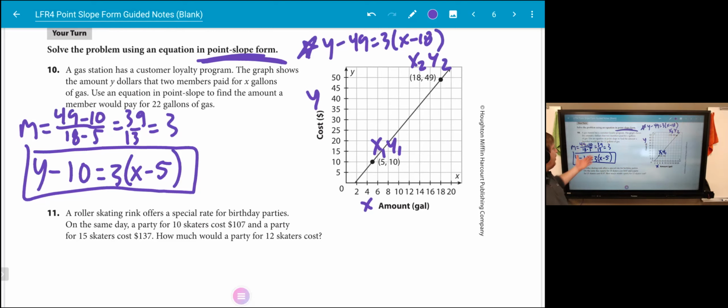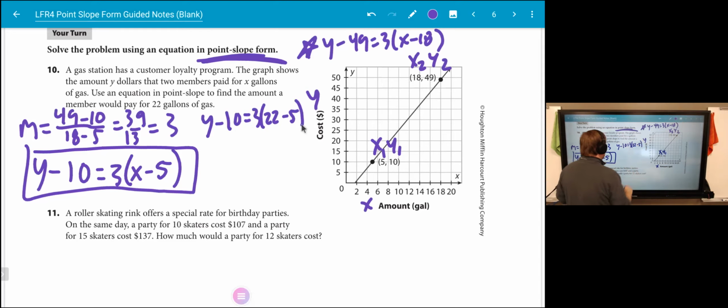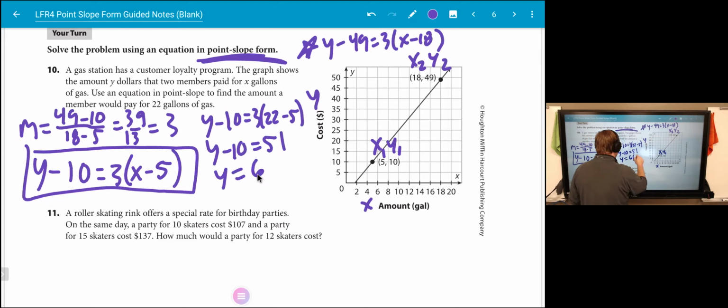I'm trying to find 22 gallons of gas, what the cost would be. So put 22 in for x. Y minus 10 equals 3 times 22 minus 5. 22 minus 5 is 17. 17 times 3 is 51. Y minus 10 equals 51. Y equals 61. Yay, 61! 61 what? In other words, let's see, is it a person's name? The member would pay $61 for 22 gallons of gas.